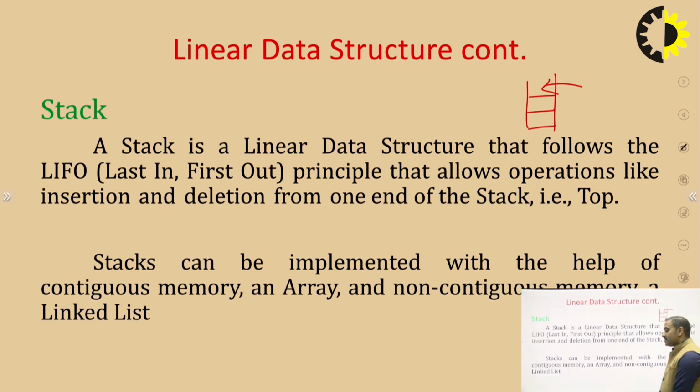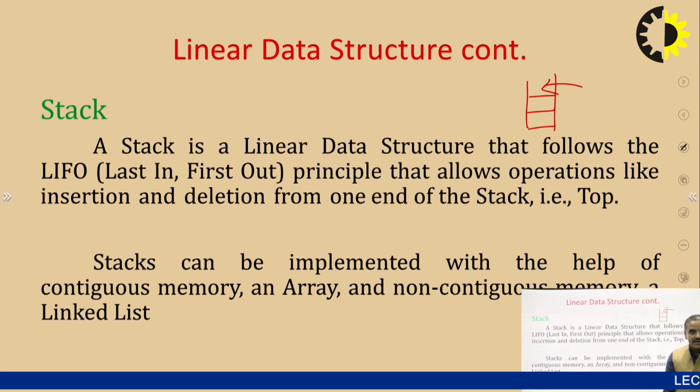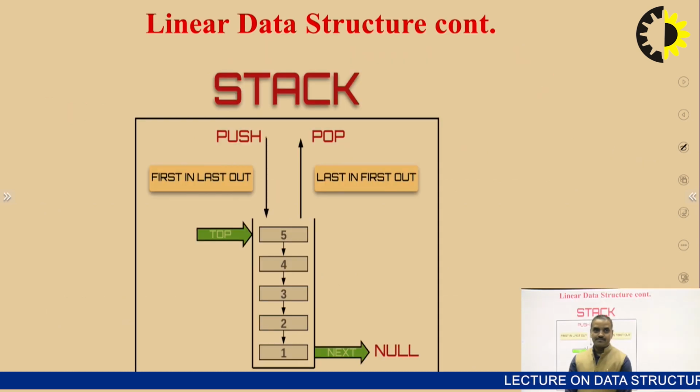That means a data structure which shows both properties, linear as well as non-linear, that data structure is called a linked list. A linked list has a dual property. It can show the linear as well as non-linear property in the case of implementation.